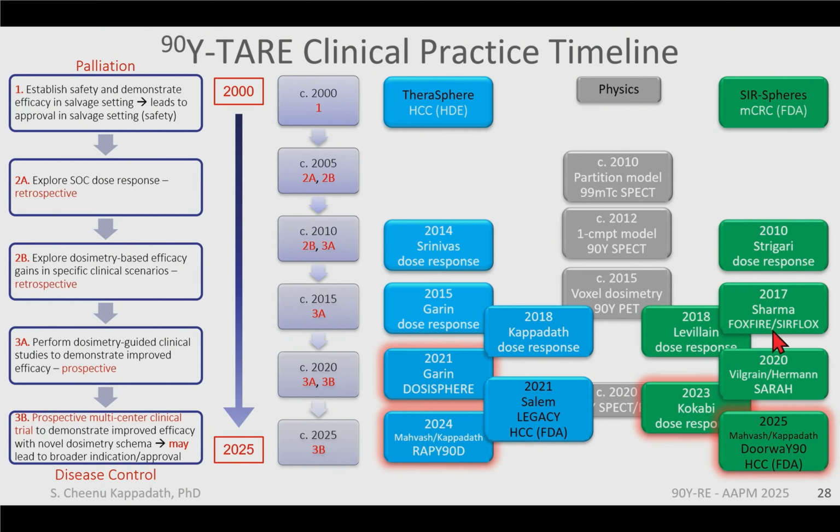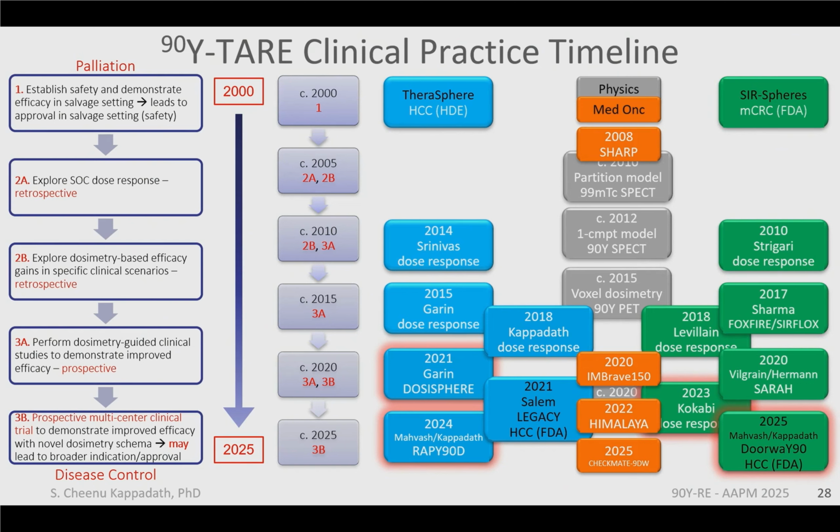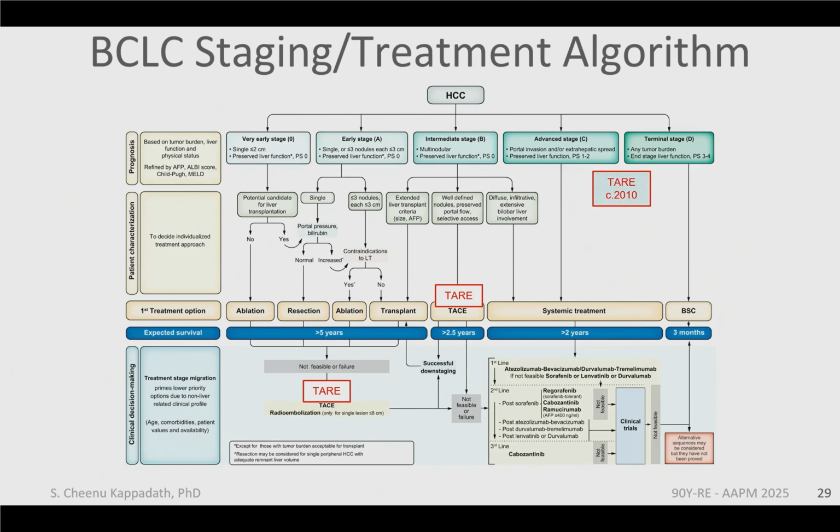In 2020, here come the Atezo-Bev studies, right? There's IMbrave150, and then you've got the STRIDE regimen from the HIMALAYA study in 2022 that showed dramatic improvement for BCLC C patients. So the patients that are coming to get radioembolization are changing because medical oncology is evolving. As we think of radiopharmaceutical therapies, we have to keep this in mind as well.